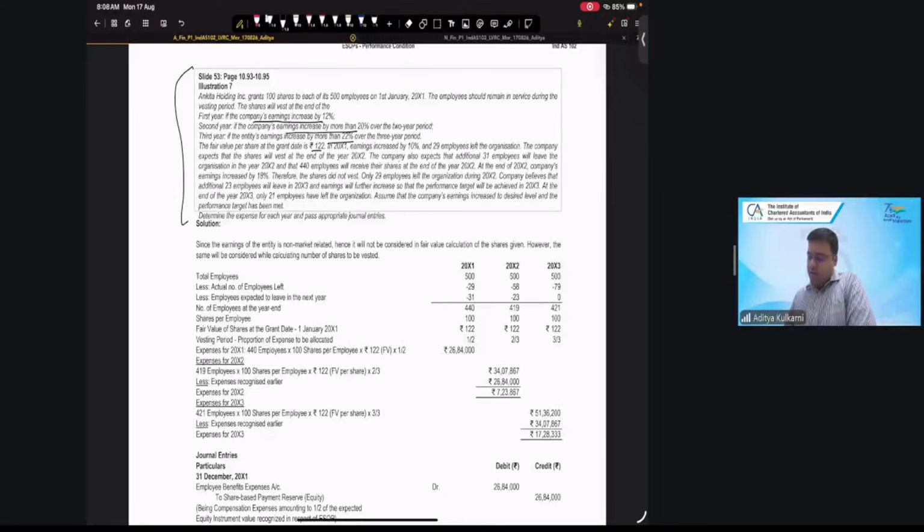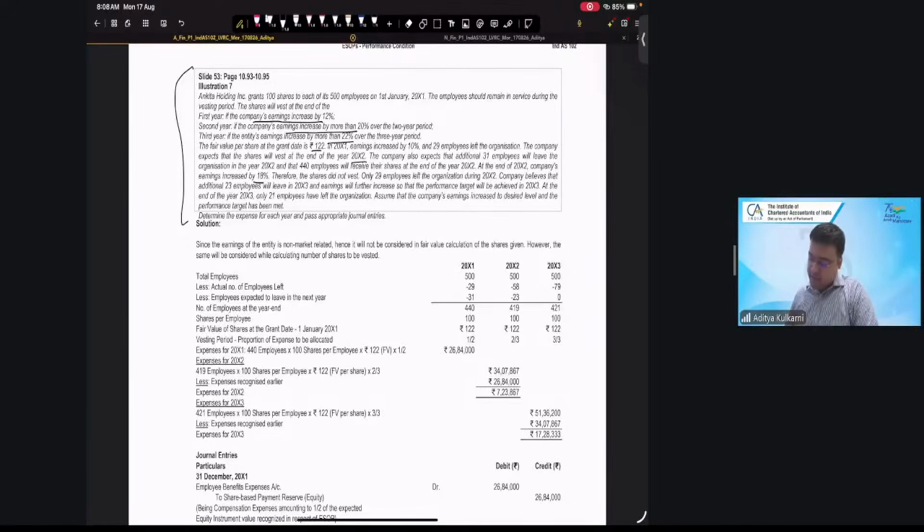In 20x1, earnings increased by 10% and 29 employees left the organization. The company expects that the shares will vest at the end of year 20x2. Company also expects that additionally 31 employees will leave the organization and 440 employees will receive their shares at the end of 20x2. At end of 20x2, company's earnings increased by 18%. Therefore, the shares did not vest. Only 29 employees left the organization during 20x2.